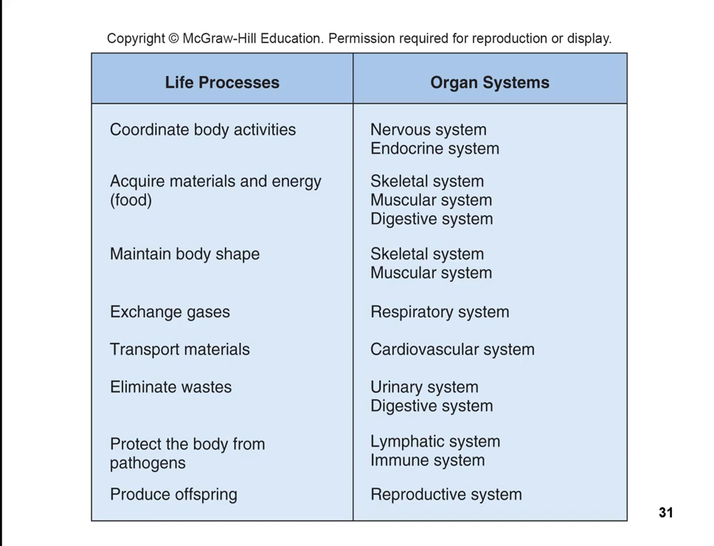All right, and so this table is really just an overview. We will talk about some of these specific systems in more detail in subsequent chapters. For now, we should know the overview. So for instance, if I ask you which organ systems are involved in coordinating the body's activities: nervous system, endocrine system. Acquiring materials and energy: skeletal, muscular, and digestive. Maintaining body shape: skeletal and muscular system.